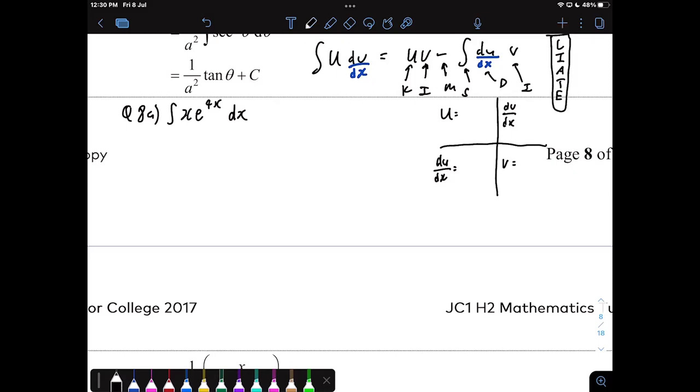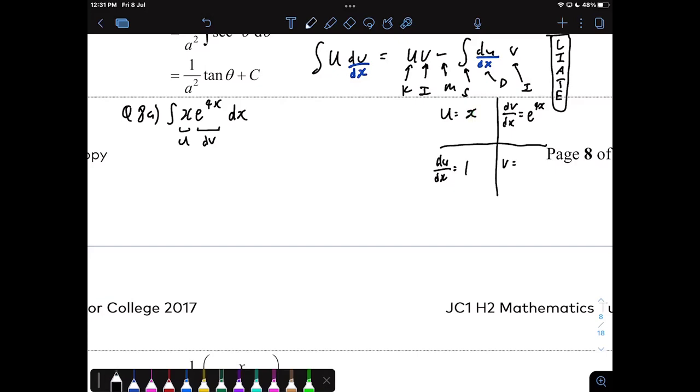Dv is equal to what? The e to the power of 4x. Good choice. How about your u? Only one thing left. Yeah, the x. Exactly. Good choice. Why? Because now we can differentiate this easily.